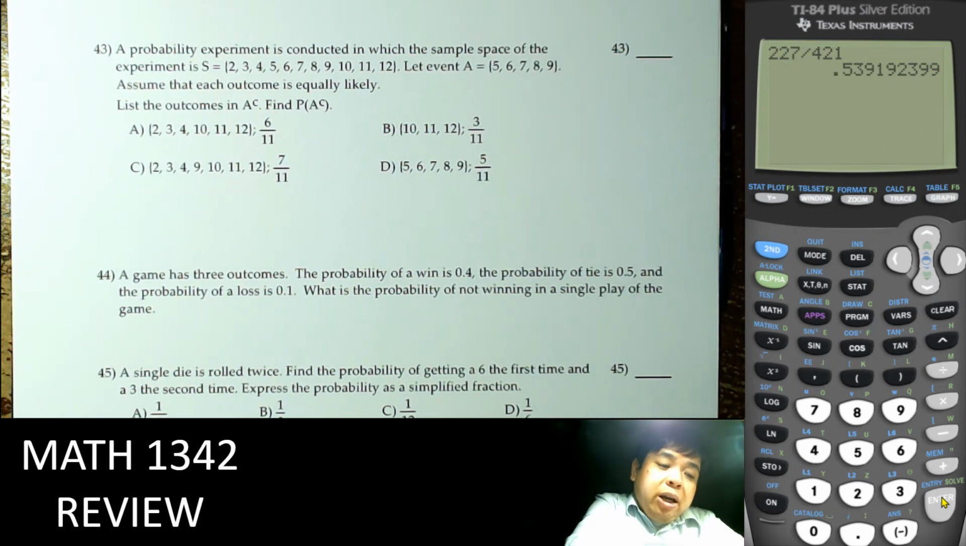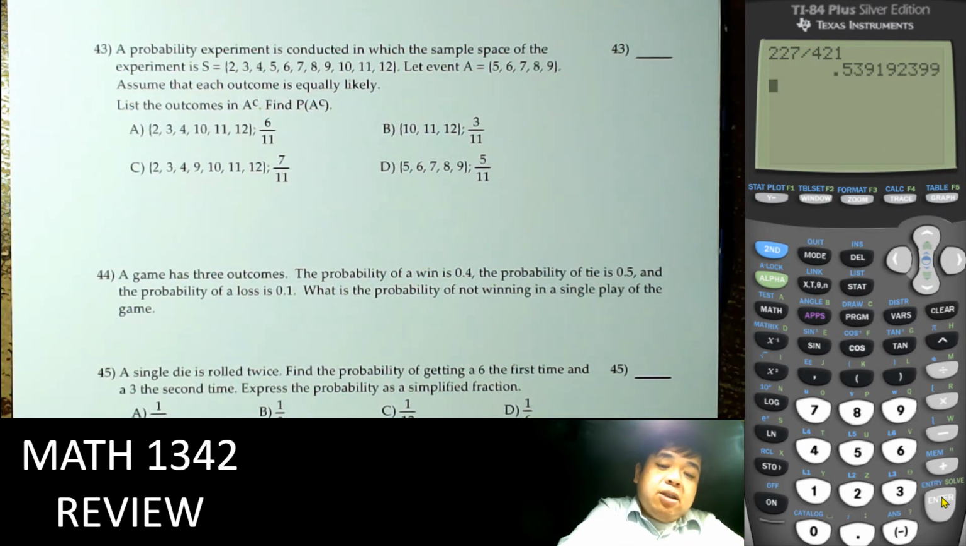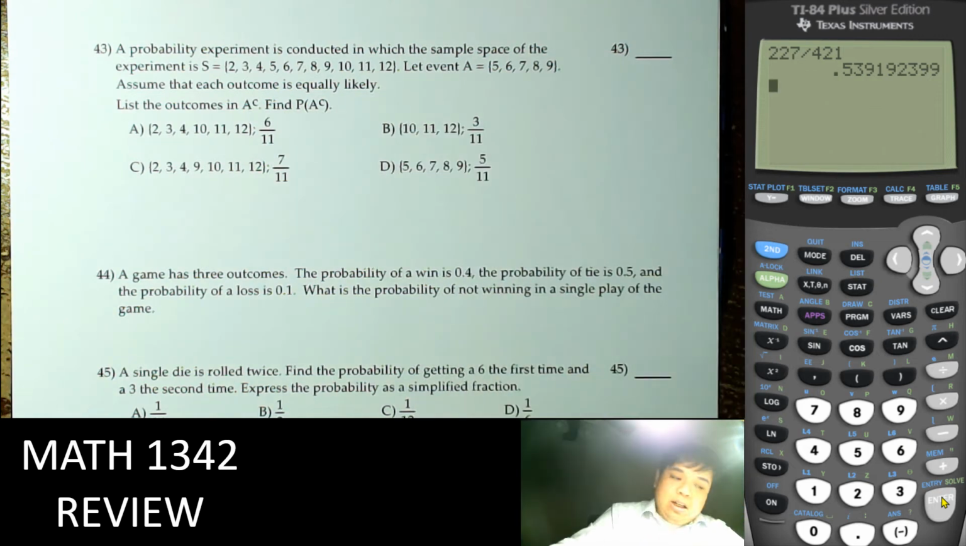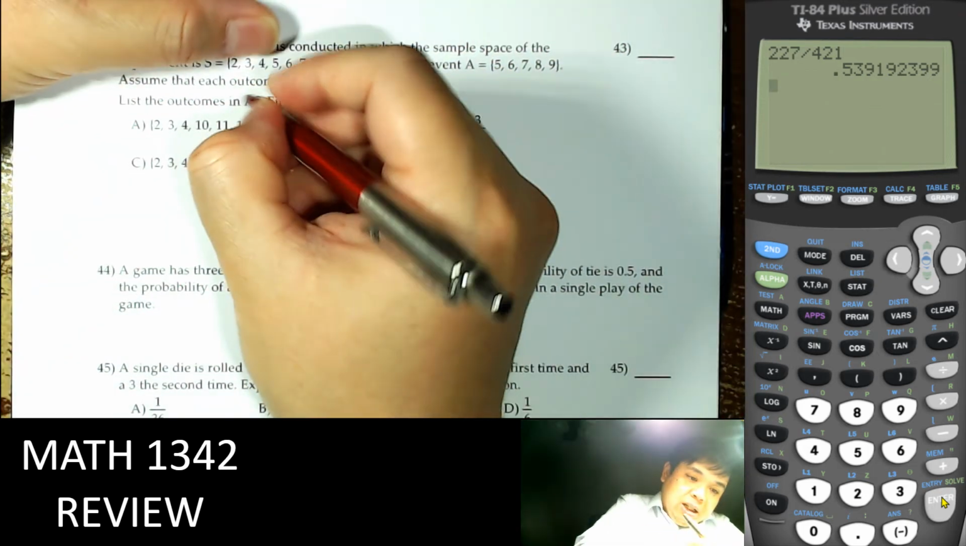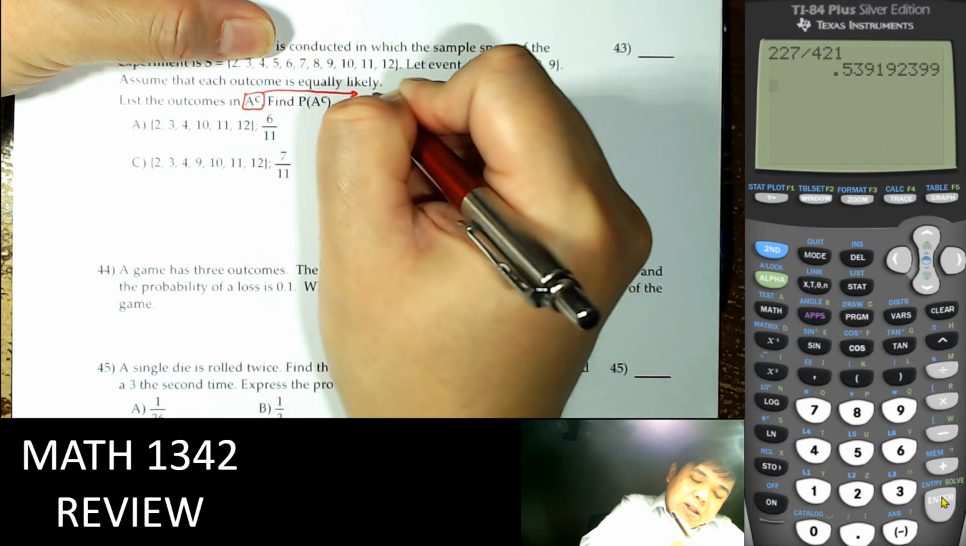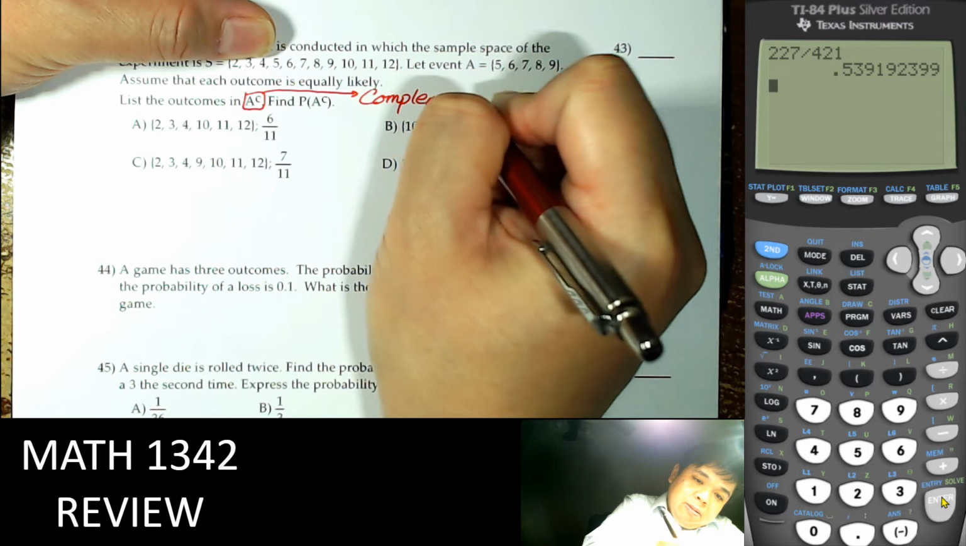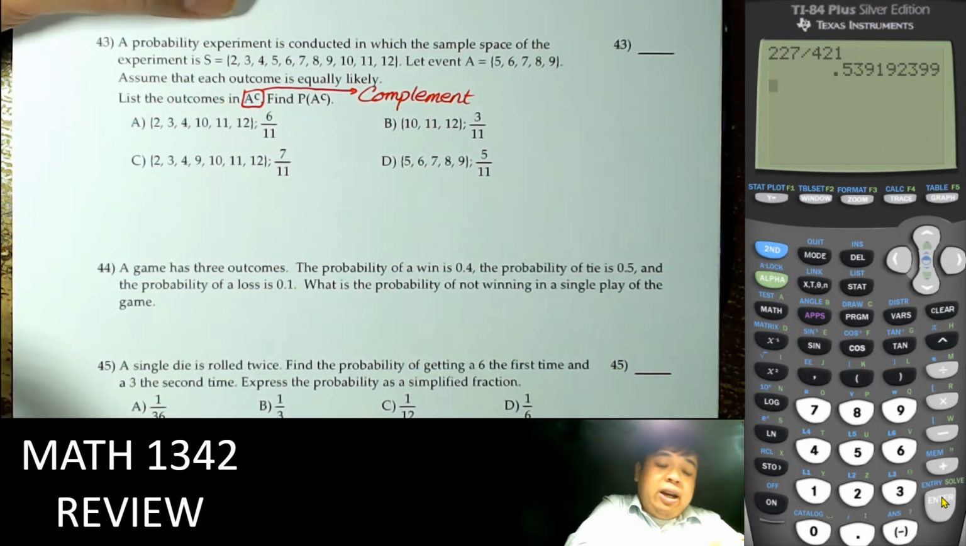A probability experiment is conducted with the sample space of the experiment from 2 to 12. Event A is 5, 6, 7, 8, 9. Assume that each outcome is equally likely. List all the outcomes in the complement of A. So the uppercase C means the complement, meaning something is not in A.